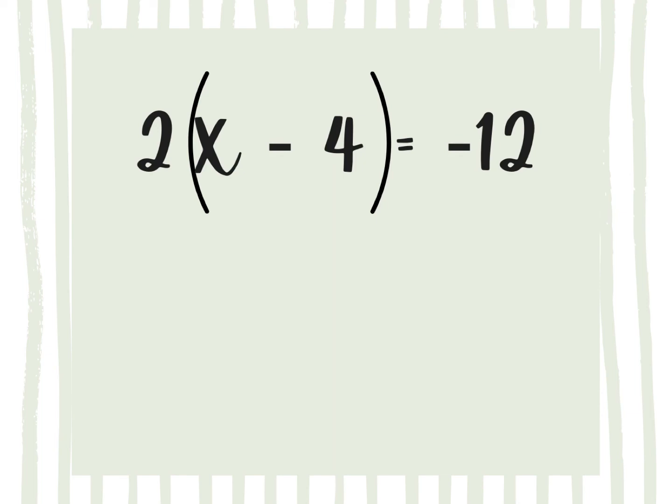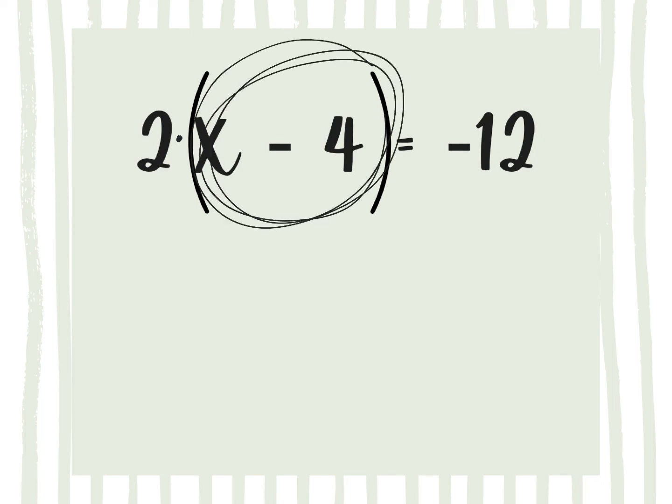Now, 2 is being multiplied by x minus 4. A different way to approach this problem would be to remove the 2 from the left side altogether. Remove it from the term with the variable. And how do we remove it? We do so with an opposite operation. The opposite of multiplying by 2 is dividing by 2. So I can divide by 2 on both sides.